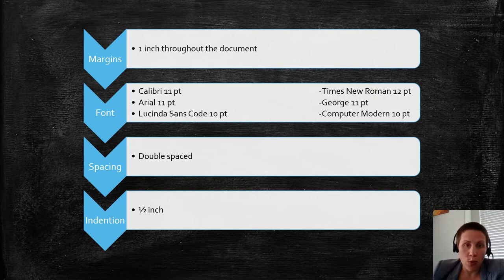APA requires the use of 1-inch margins throughout the document. You can adjust your margin setting in the layout section of your Word document.